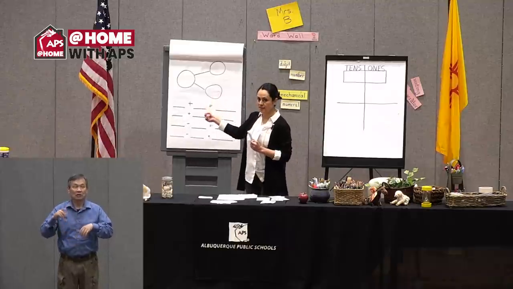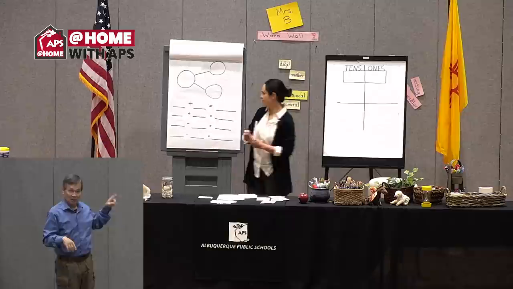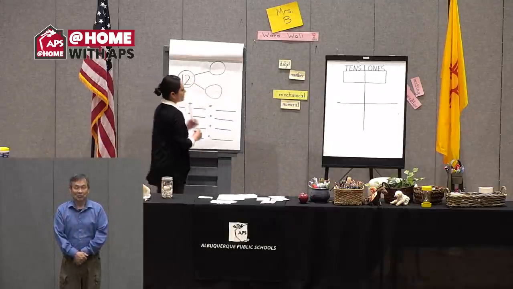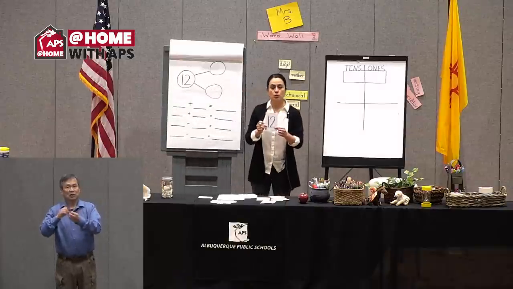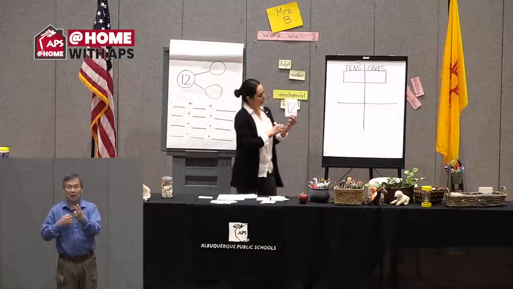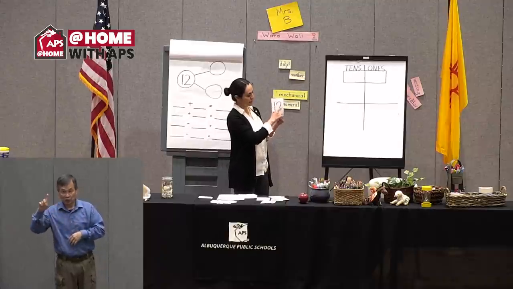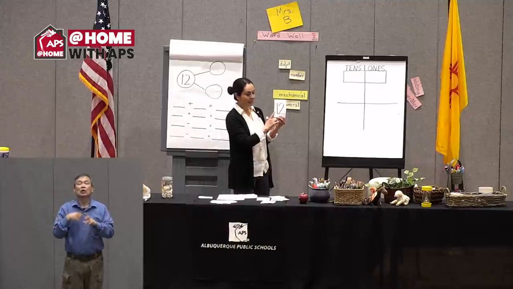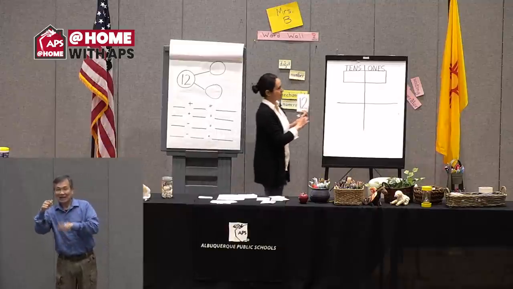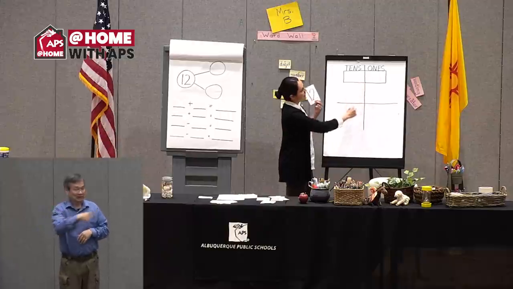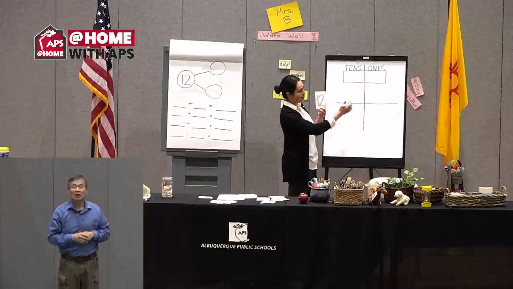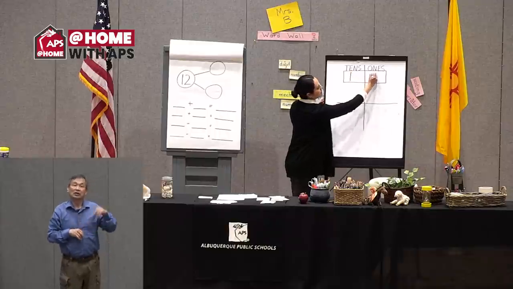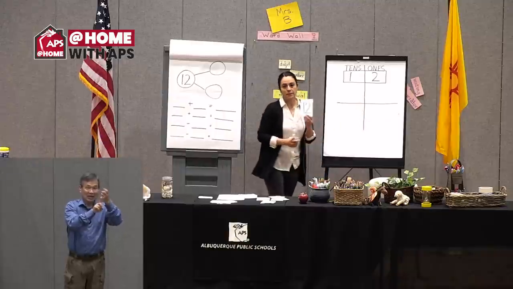I'm going to write it on this board and on this board. Notice that the number 12 has two digits or two numbers. It has the number 1 followed by the number 2. That means that it has a 1's place and a 10's place. So here I have some boxes. So we have 10, one group of 10, and then we have two 1's. And we're going to look into this a little bit more.